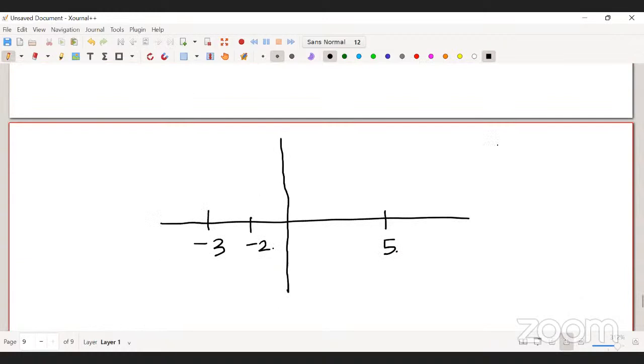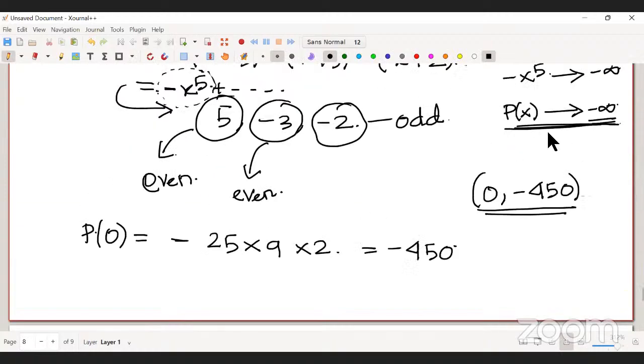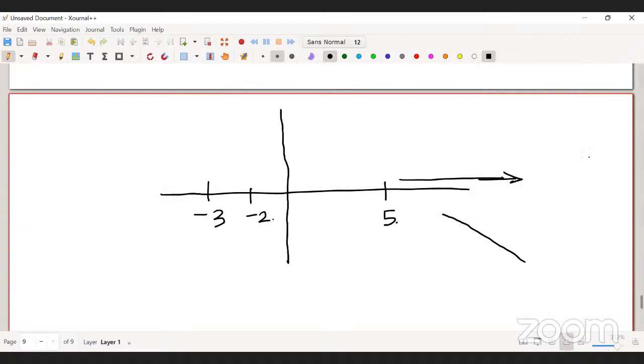So that means if you go towards this, then the value of the polynomial is negative. So the graph will come from this side because P of x is negative. If P of x is positive, then it will come from this side. But in this case, P of x is negative, so it has to come from this side. So it will come up to 5.